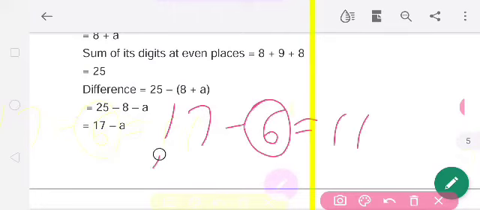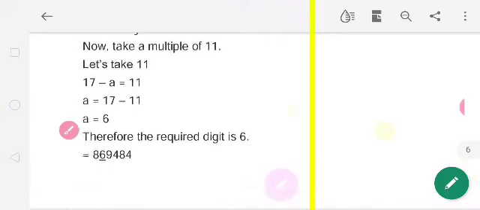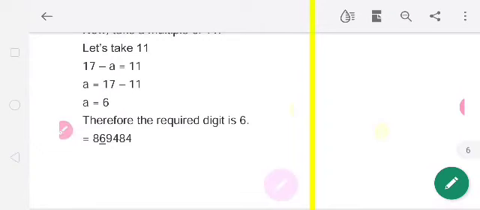It means the value of A is equal to 6, and if we write 6 in the given place, the number is divisible by 11.